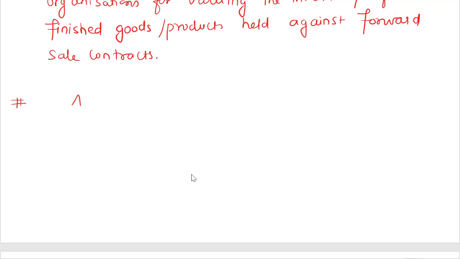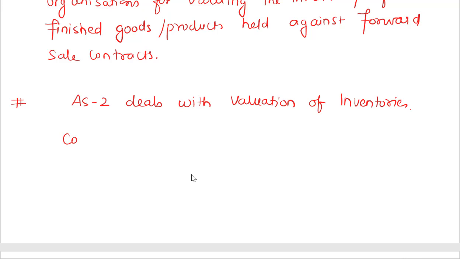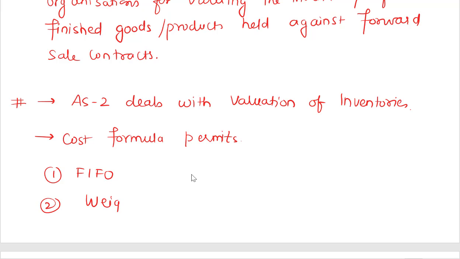Just write AS2 deals with valuation of inventories. Cost formula permits number one, FIFO, number two, weighted average.